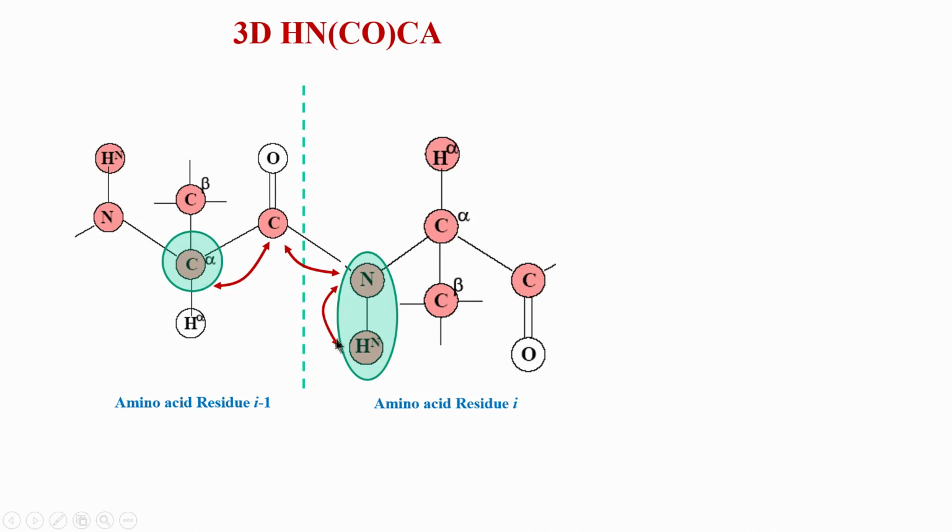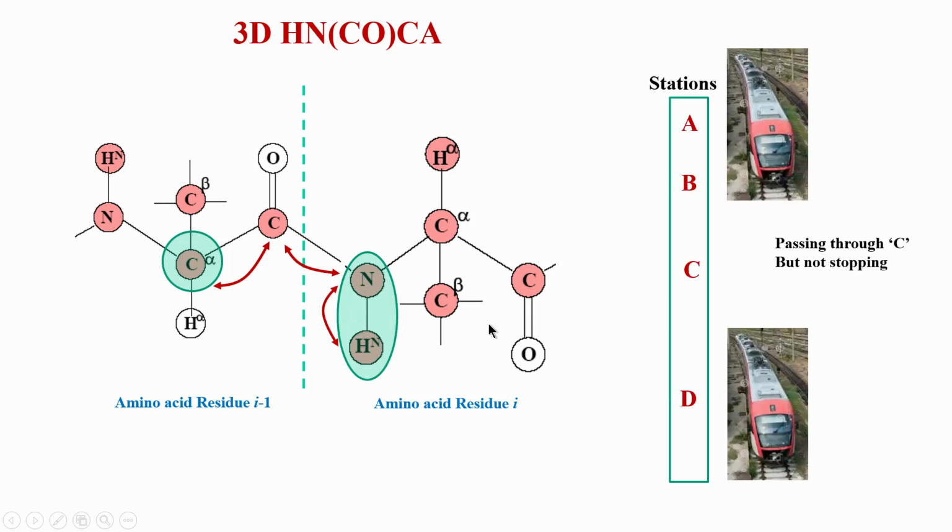By doing that I am flowing the magnetization from HN of residue I to N of residue I to C alpha of I minus 1. To remind you again, this is complementary to what we saw in HNCA, where we got both chemical shifts correlated to these two, but here we are correlating only the C alpha of I minus 1 to this NH pair. Okay. So, let us see how we can think of this as an analogy.